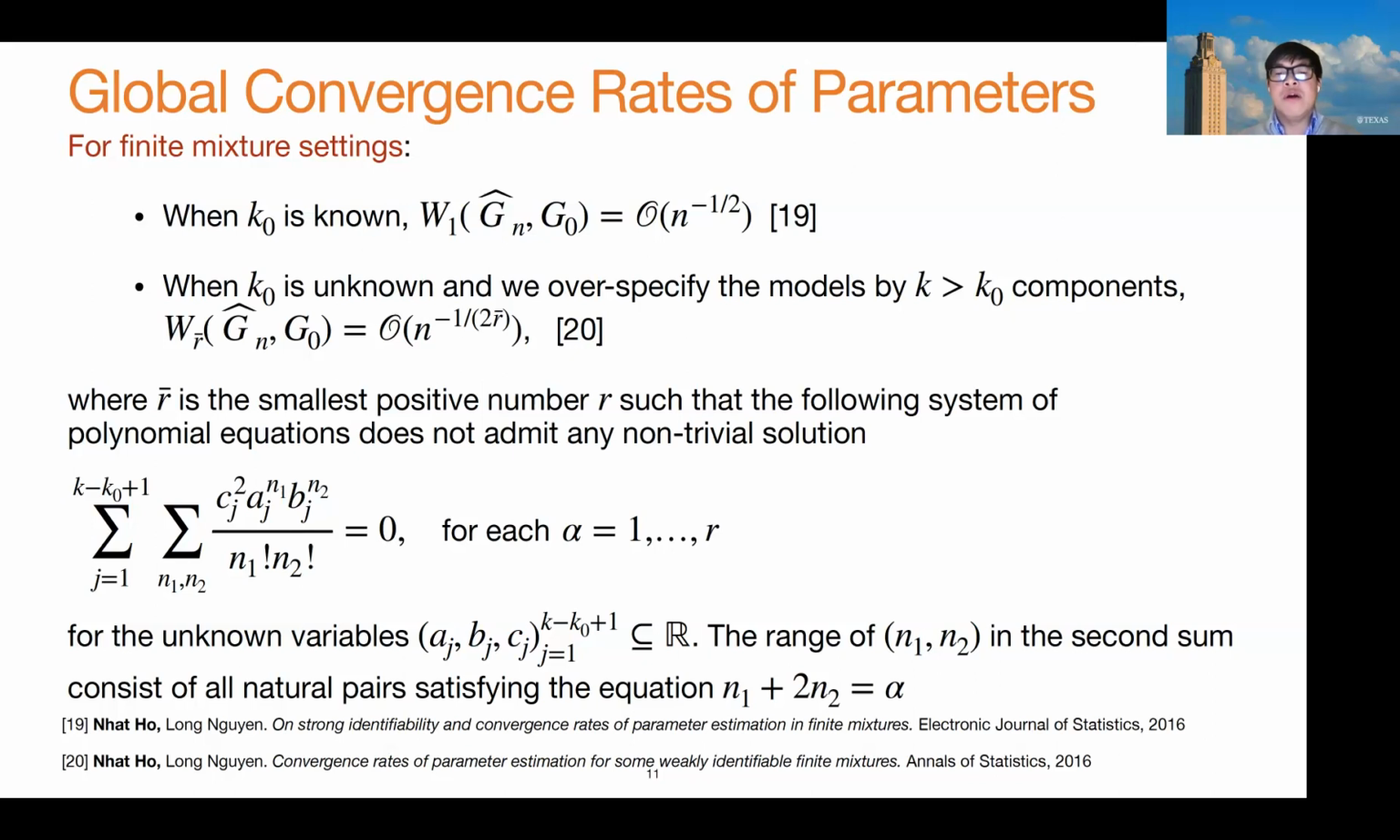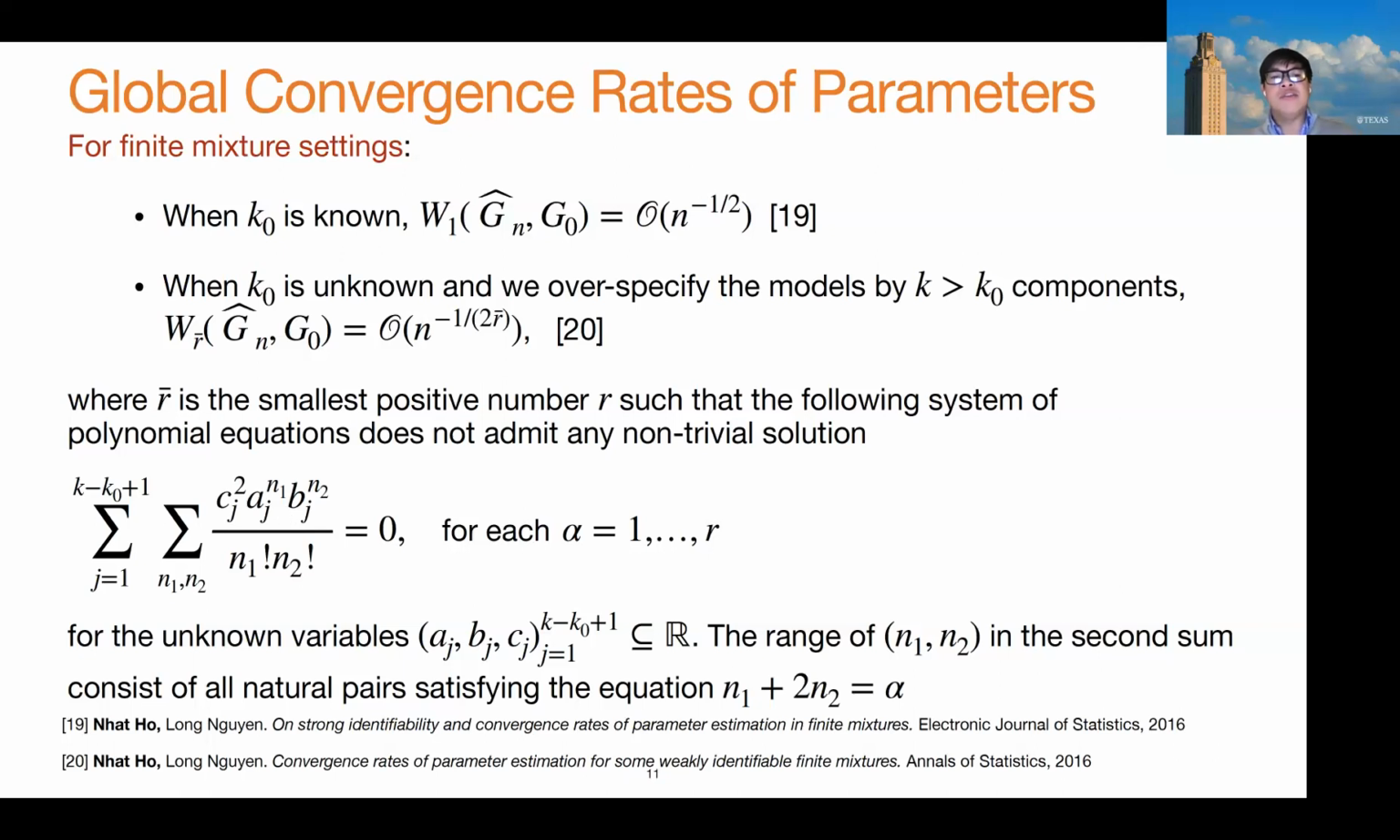But then when we over-parameterize or over-specify the models by K components, let's say we have three components but fit with five, then the rate of estimation becomes n to the minus one divided by two R bar. And R bar here is the smallest possible value for which the system of polynomial equations that I write below doesn't have any non-trivial solution. So for the system of equations that I wrote over there, we have a_j, b_j, and c_j as the unknown variables. You can think of c_j as the mixing weight, a_j as the mixing location, and b_j as the mixing variance.